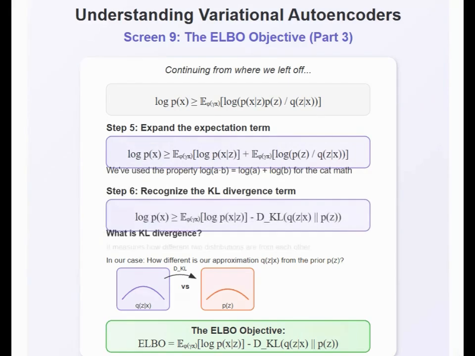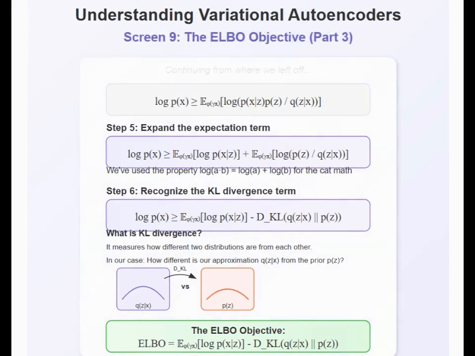In step 6, we recognize that the second term is the negative of the Kullback-Leibler (KL) divergence between q of z given x and p of z. Log p of x is greater than or equal to the expectation with respect to q of z given x of log p of x given z minus the KL divergence between q of z given x and p of z. But what is KL divergence? It's a measure of how different two probability distributions are from each other. In our case, it measures how much our approximation q of z given x differs from the prior p of z. We can visualize this.